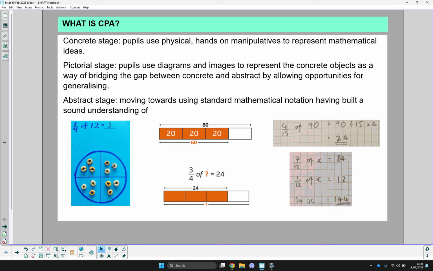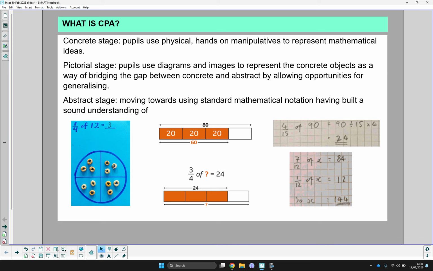The pictorial stage, that's like a bridging stage. It allows for more complex problems and more unwieldy problems, but it's still giving them a strategy they can fall back on. It bridges the gap between the concrete and the abstract. The abstract, that's more of the traditional thing you'd expect with formal layout and formal notation.